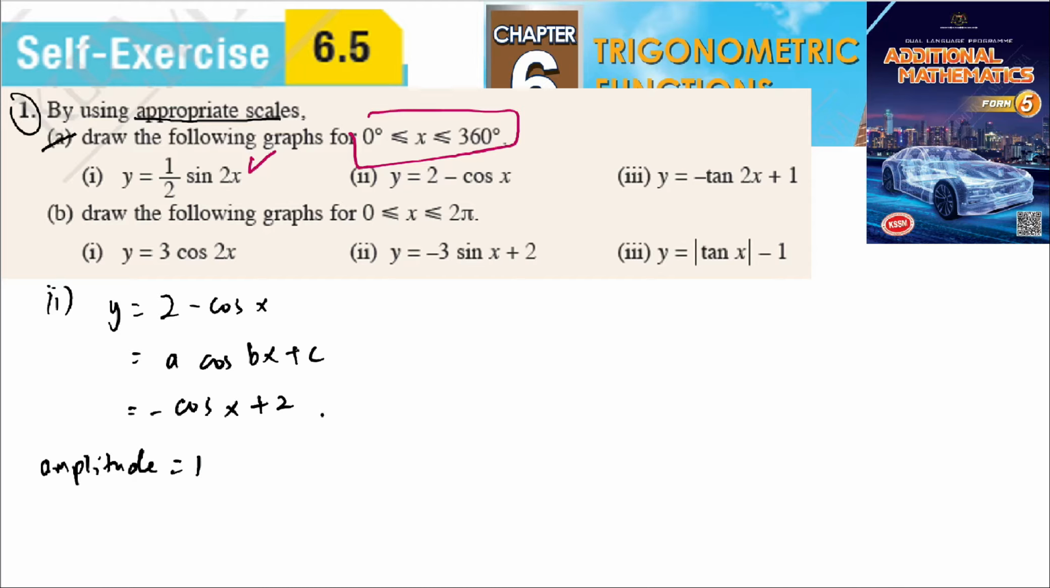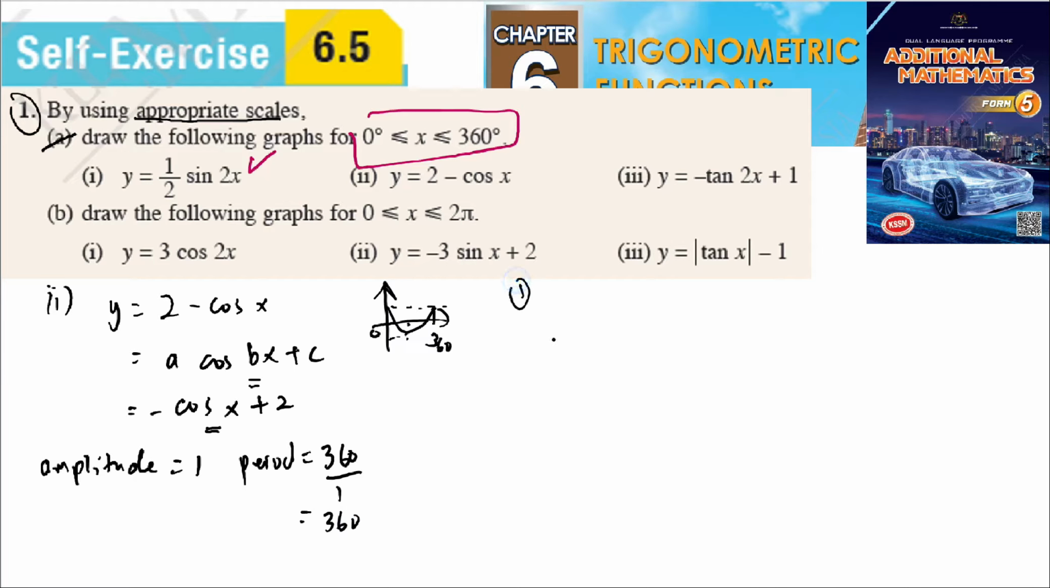So negative, plus 2. Now how we do it is that we have to draw cos first. So we know that cos is something like this, where this one is 360, this one is 0, right? The lowest point here is 180. Here amplitude is 1, and our b is equal to 1 because 1x. So our period is equal to 360 divided by 1, so here we get 360.